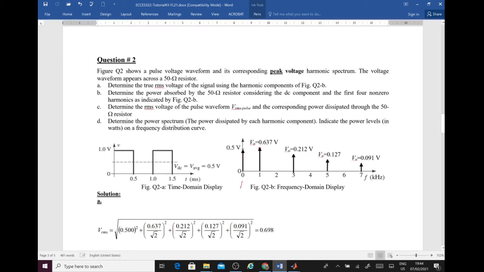Okay, so now what we have is the DC component, fundamental, third, fifth, and seventh. So to find the root mean square, we need to take each one, but of course those are the peak values, so we need to divide by root 2. Okay, so that will give us the root mean square value.